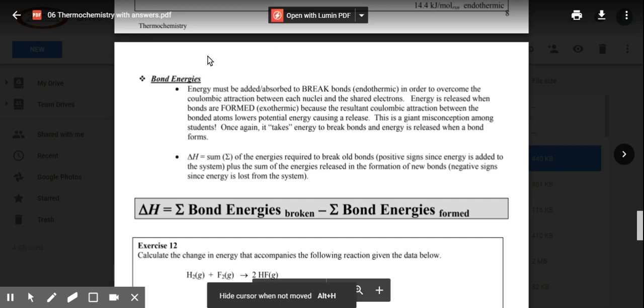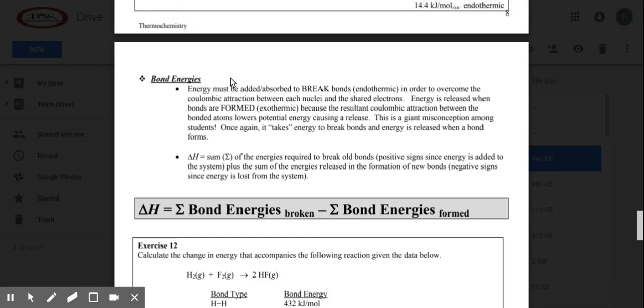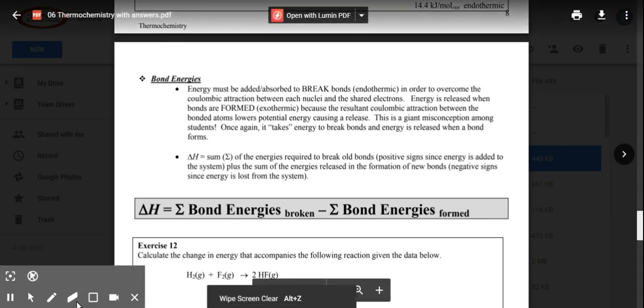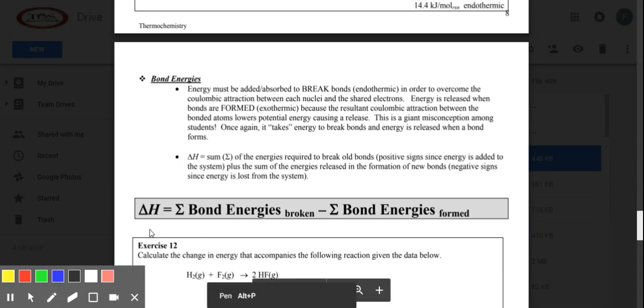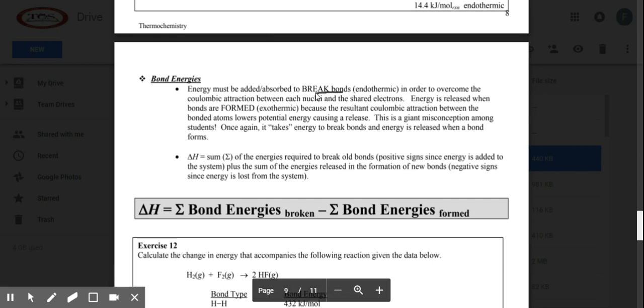All right, this video right here is on bond energies. Again, this is a different way to calculate delta H. Dealing with bond energies, first of all, we need to talk about one thing conceptually. Any time that I want to break a bond, so breaking bonds, that is in my reactant side. Anytime I want to break a bond, that is an endothermic process.